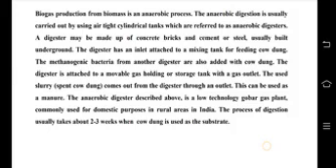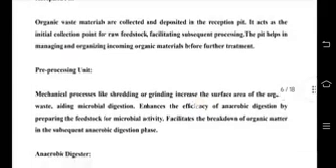First part is the receiving end of the organic waste materials. The next pre-processing unit is there. Mechanical processes like shredding or grinding increase the surface area of the organic waste, aiding microbial digestion. So it enhances the efficiency of anaerobic digestion by preparing the feedstock for microbial activity, and facilitates the breakdown of organic matter in the subsequent anaerobic digestion phase.